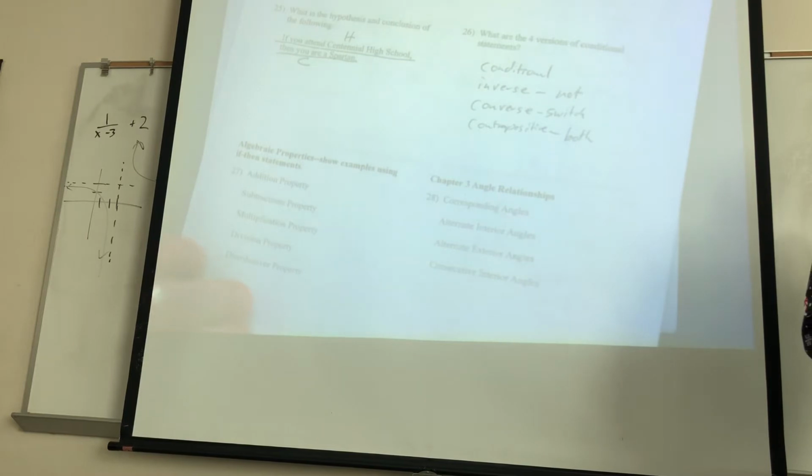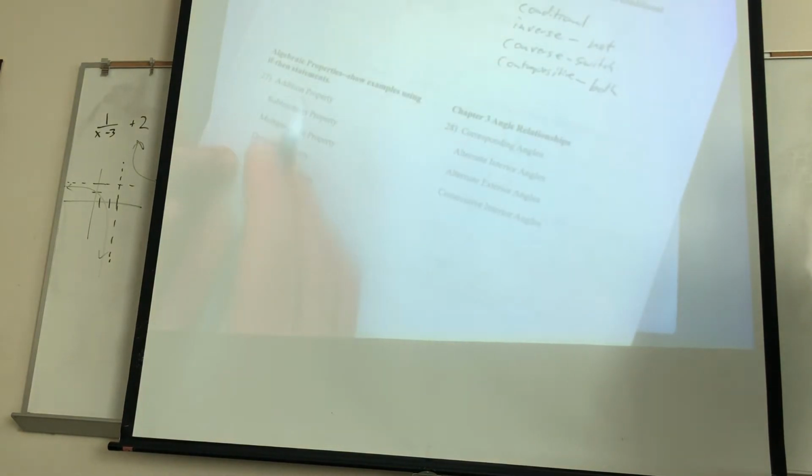Show examples using, the addition property is like we add 5 to each side and it's still equal. The subtraction property, same kind of thing. The multiplication property, if we multiply x by 3, we multiply the other side by 3. The division property, if we divide by 3, we're going to divide the other side. And the distributive property, that one's like 2 times x plus 5, and we distribute that, so we get 2x plus 10.